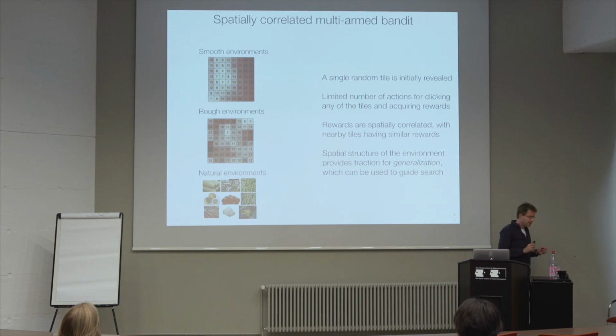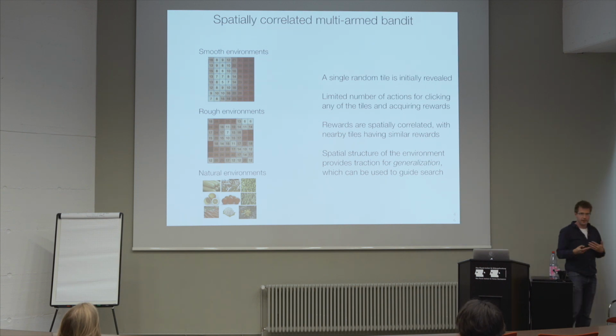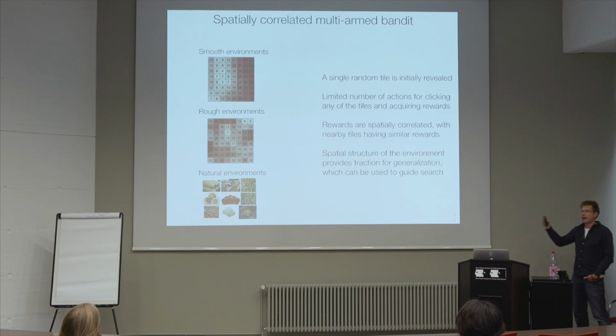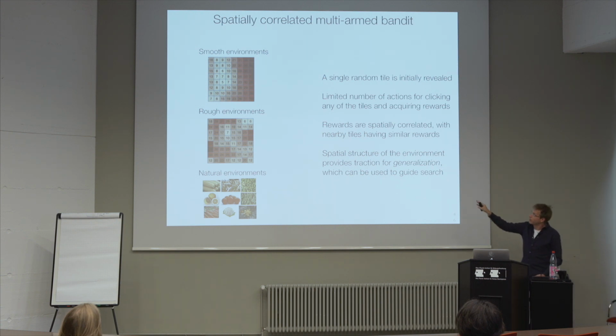And the nice thing here is you can manipulate the environmental structure and see how that mediates people's behavior. So what we have done, for instance, in a set of studies is to contrast smooth environments where you have large degrees of spatial correlation. So you see, here neighboring fields are highly correlated in their rewards. Dark red is higher rewards, light red or yellowish is not so high rewards. Here the landscape is pretty smooth, whereas here it's a more rough environment. It's still a bit correlated, but the correlation is not as strong as in this case.